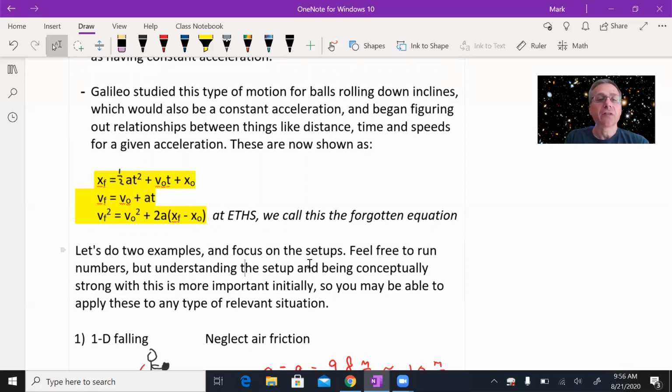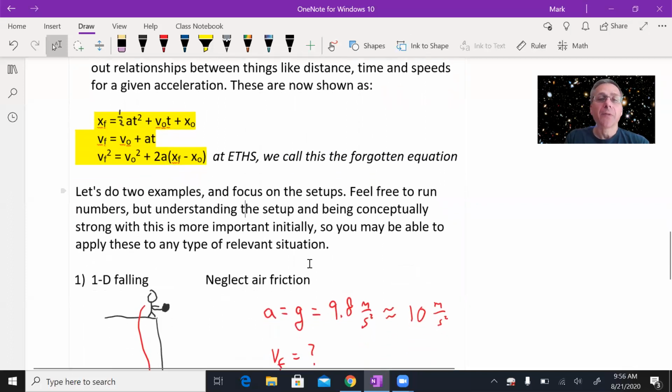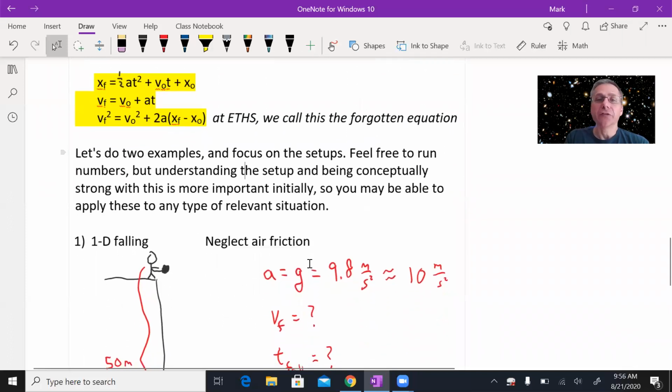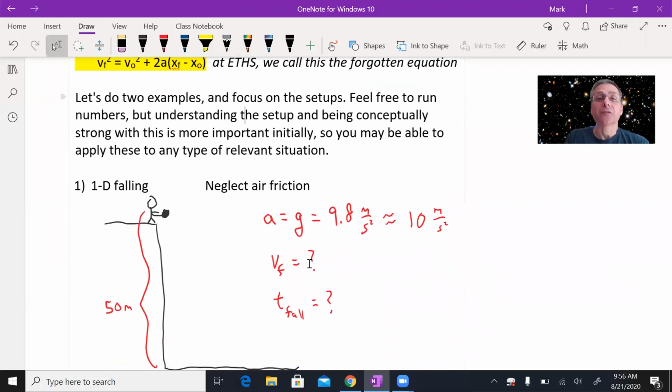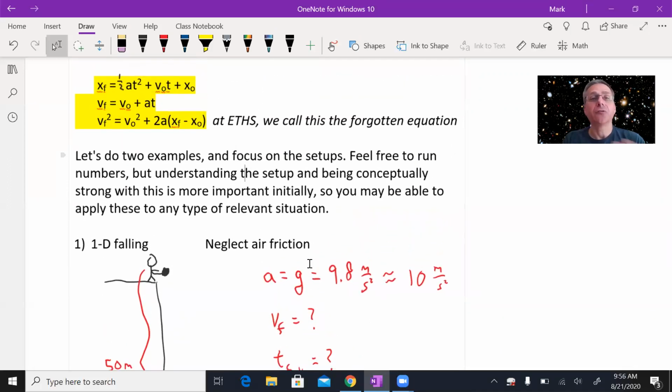So let's do two quick examples. I'm not going to be too worried about the final answers. You can work them out. The setup is more important because one thing that becomes an issue with these equations is you have to pay attention, be aware of direction, positive directions and negative directions. Some of these terms will have plus signs, others will have negative signs. And free fall is a really good example of this.